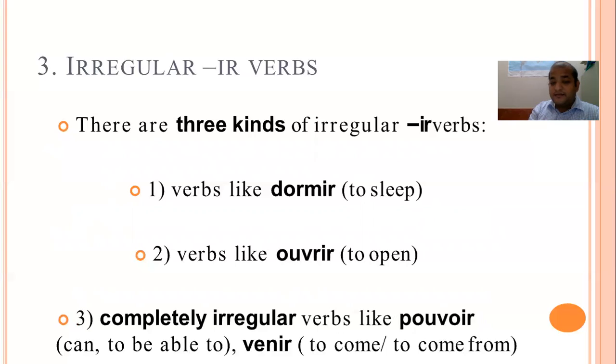So in the third category, these completely irregular verbs, you have to write them a bit in order to remember. The irregular verbs are difficult, but if you write them a number of times, then it will be very easy for you to remember them. So write as much as you can. Okay, so we'll see the first category of the verbs which are like dormir. There is a fixed pattern for this verb dormir also.